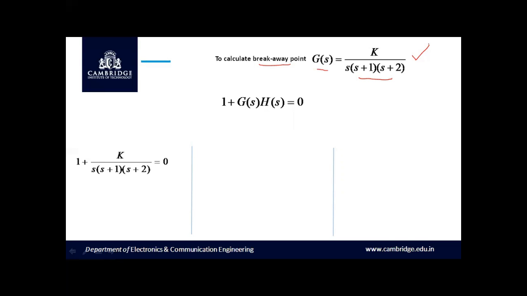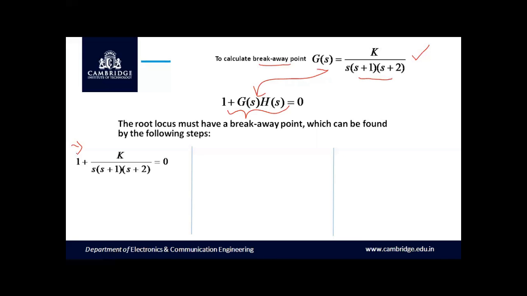So the first step to calculate the breakaway point is to find the characteristic equation. So we know that the characteristic equation is given by 1 plus G of s into H of s equal to 0. Let us substitute for G of s in this characteristic equation. So we get 1 plus k divided by s into s plus 1 into s plus 2, which is equal to 0. The root locus must have a breakaway point which can be found by the following steps.